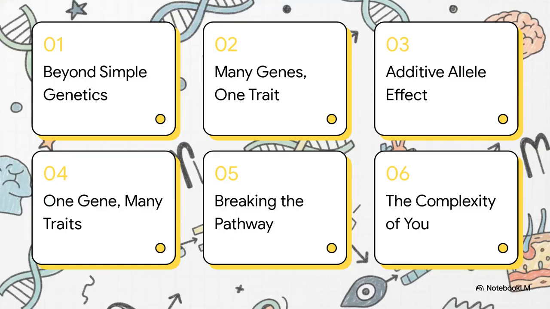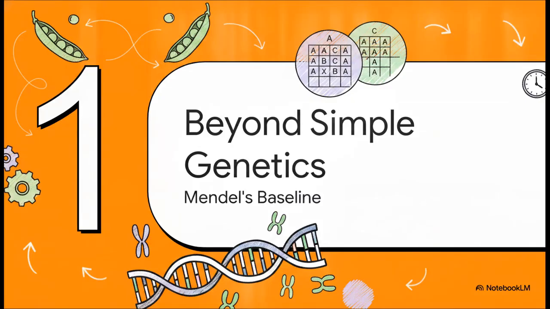Here's our roadmap for today. We're going to cover beyond simple genetics, many genes, one trait, the additive allele effect, one gene, multiple traits, breaking the metabolic pathway, and finally, the complexity of you. Let's get right into it. Section 1. Beyond simple genetics.